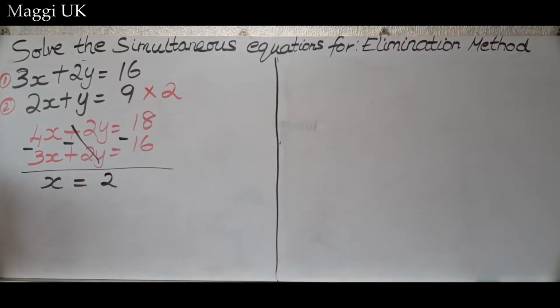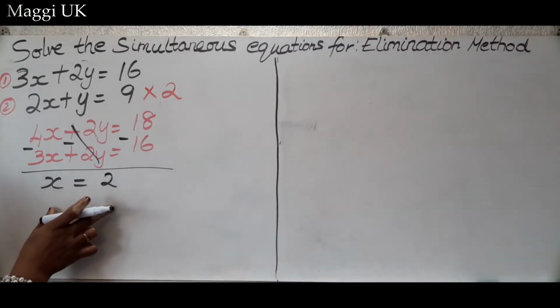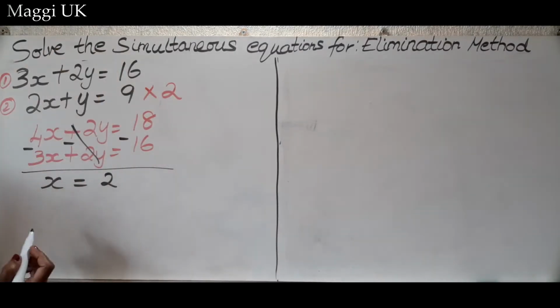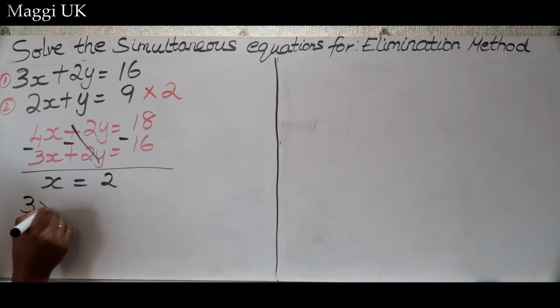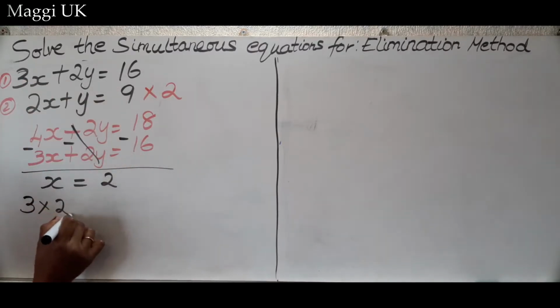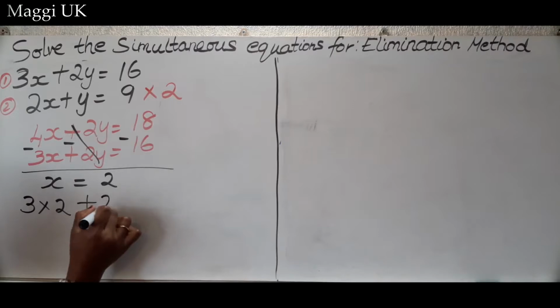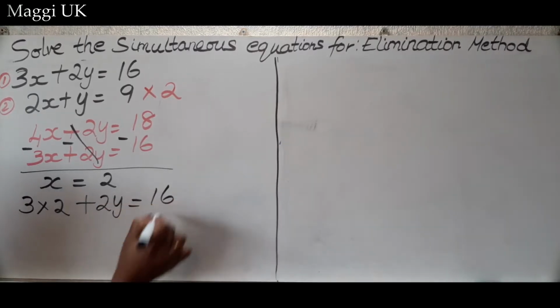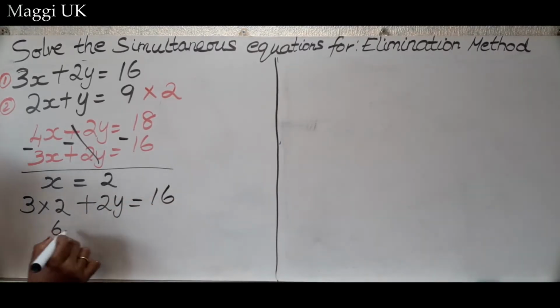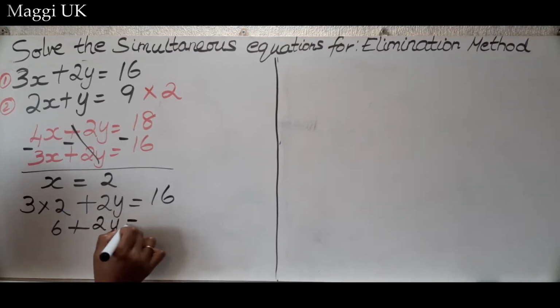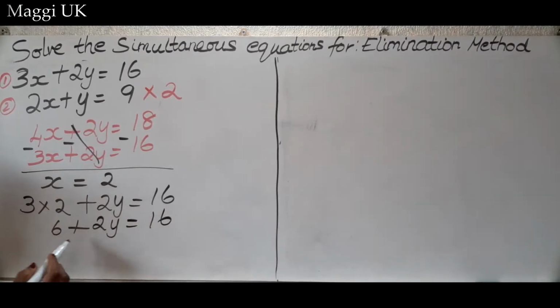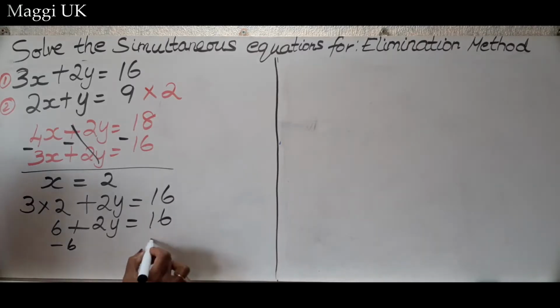So you got the x value now. I'm going to take the x value and substitute it in one of the equations, which will be the first one. 3 times 2, which is your x value, plus 2y equals 16. So 3 times 2 is 6 plus 2y equals 16. Now we need to bring the 6 to the other side. This is a positive 6, so I'm going to do a negative 6. So this will be cancelled and I got only 2y equals 16 take away 6 is 10.